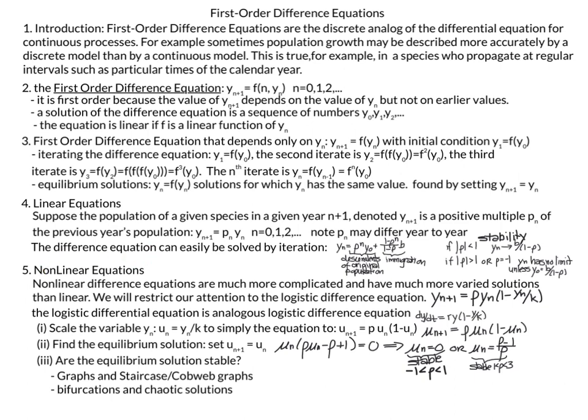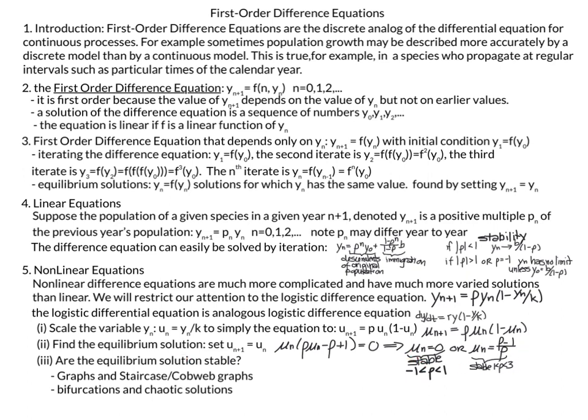Then we went on and looked at nonlinear equations. And we restricted our attention to the logistic difference equation, y_{n+1} is equal to rho y_n times (1 minus y_n over K). This difference equation is the analog to the logistic differential equation, which we saw in the last chapter, or last video. And what we did to analyze these solutions is we scaled our variable first to simplify our equation. We found the equilibrium solutions, and then we looked to see if the equilibrium solutions were stable.